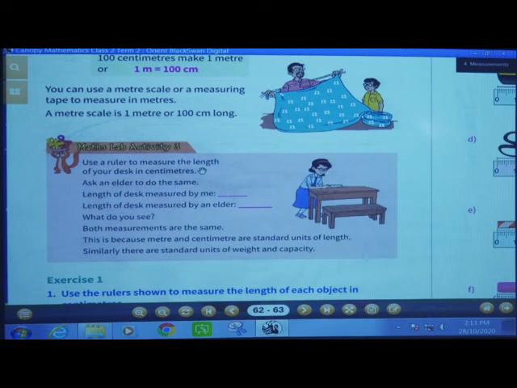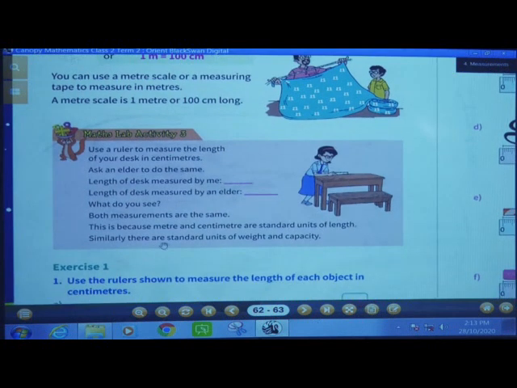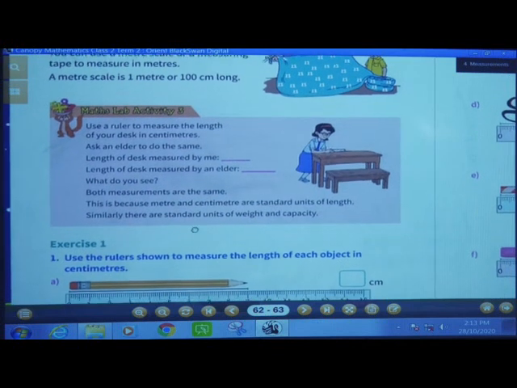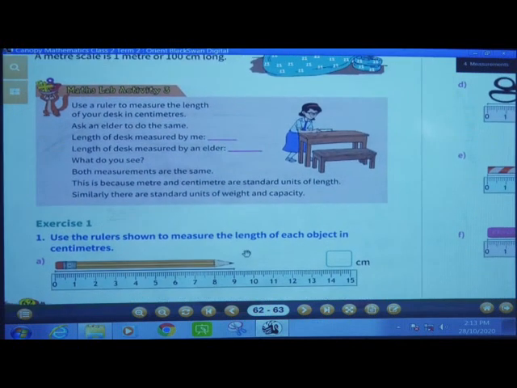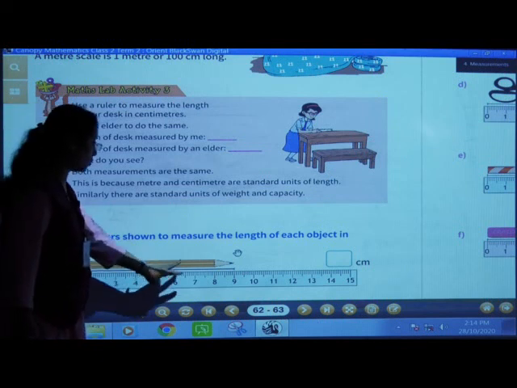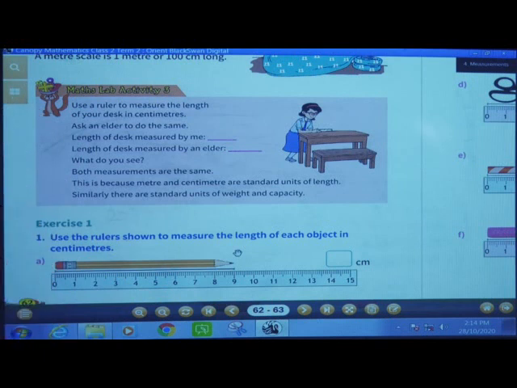Now, exercise number 1. See, use the rulers shown to measure the length of each object in centimeters.